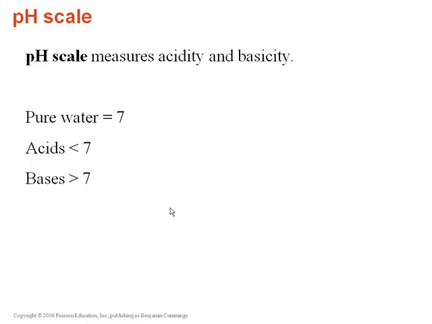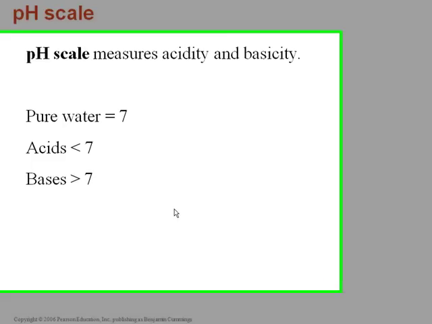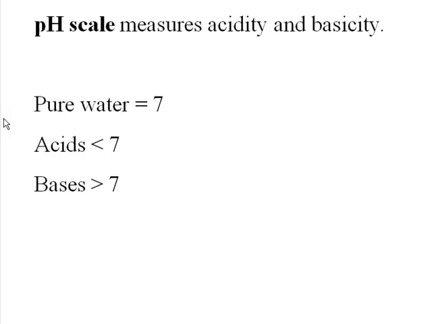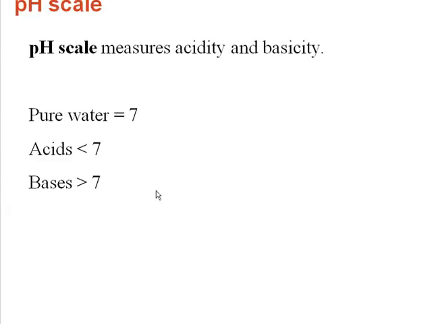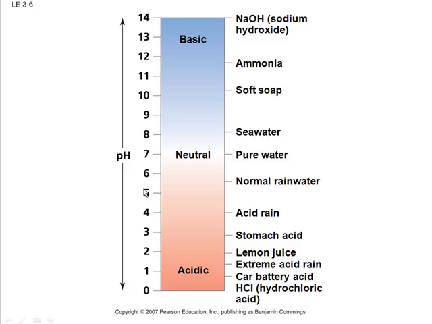We use pure water as the neutral or pH 7, sort of the middle part, right? It's a neutral solution. Acids are less than 7, so lower than 7, and bases are greater than 7. Okay, as far as they're on the pH scale. So here we go. Here is neutral.